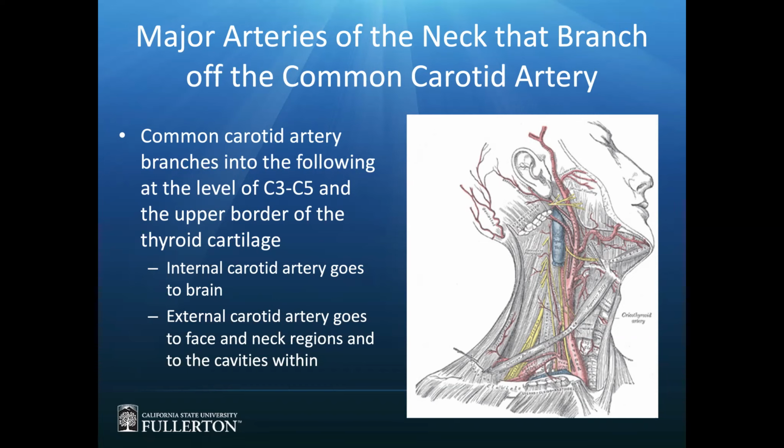It divides into an internal carotid artery that goes to the brain, and it does actually supply most of the blood to the brain, but not the brainstem. And then the external carotid artery, here it is, provides blood to the face and the neck regions and all the cavities. So oral cavity, nasal cavity, it's all supplied by this major vessel. And of course, it's a very important vessel.